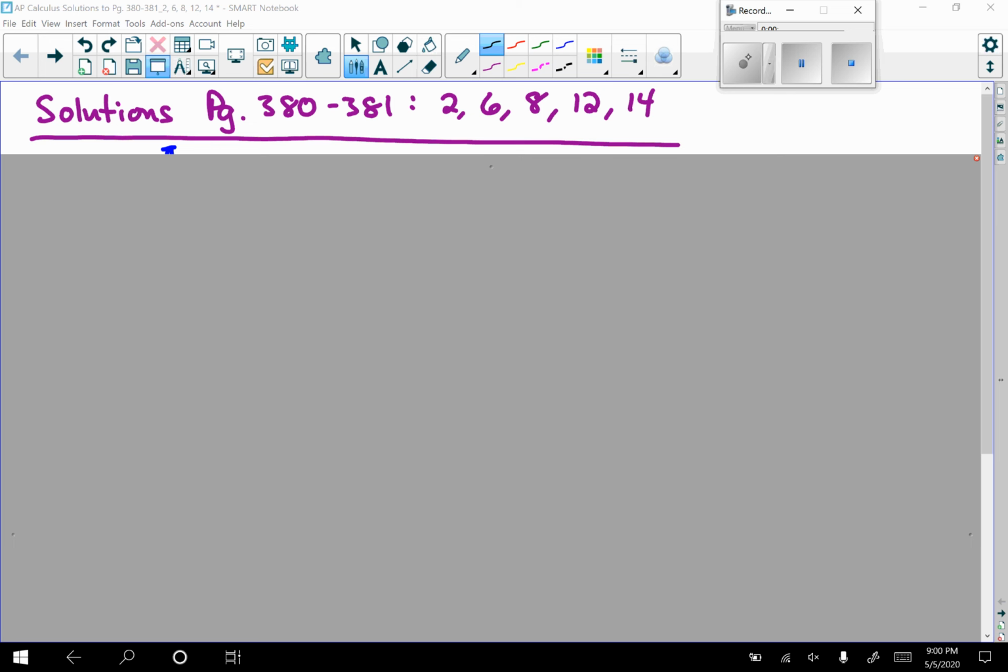All right, here are the solutions all worked out by hand for the assignment that I gave you guys on Monday for 380 to 381 on those pages 2, 6, 8, 12, and 14. All right, so 2, 6, and 8, we were given the graphs. Let's take a look at these here.